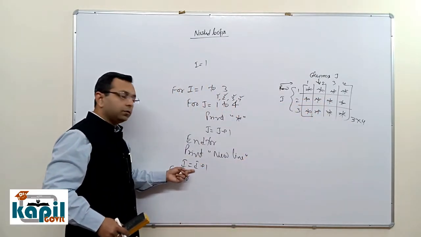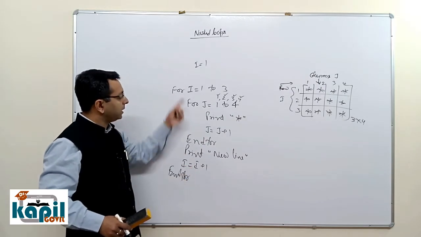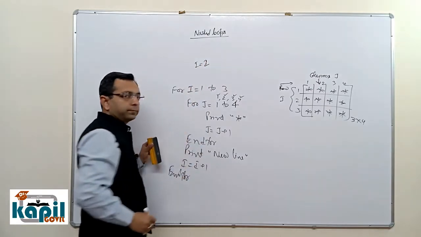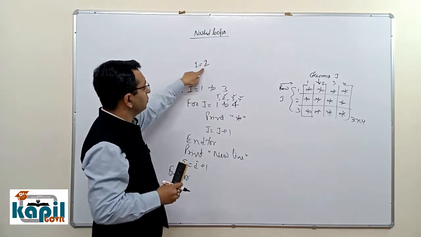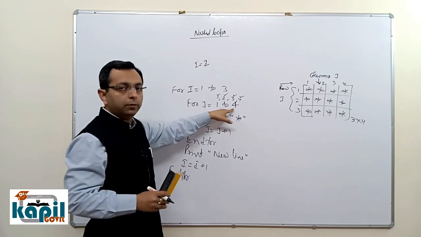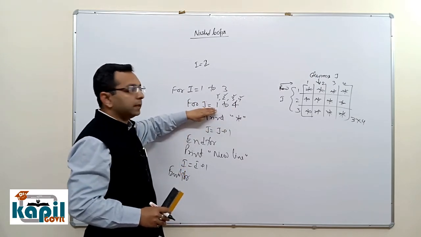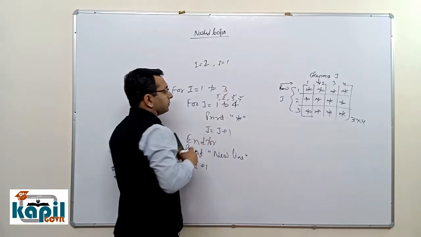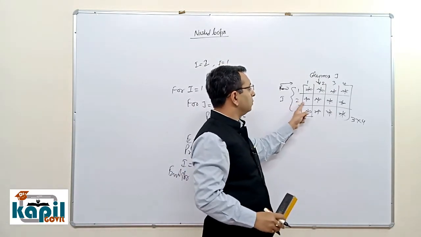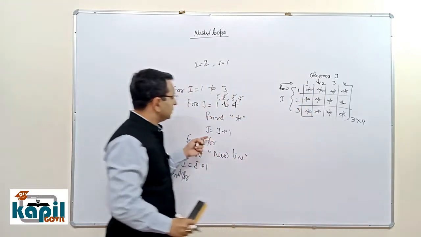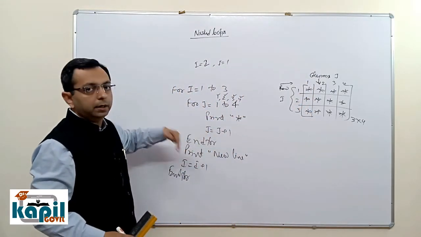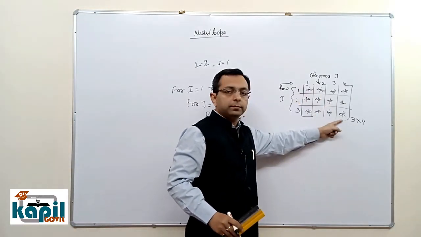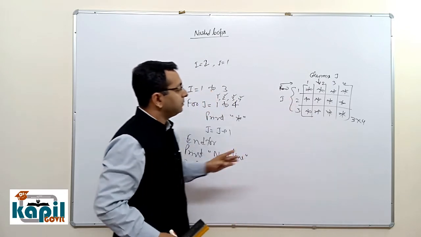Next, I equals I plus 1. What is the value of I? I is 1, and 1 plus 1 is 2. So now I is 2. When I is 2, J has to be 1 to 4. For the first instance, J is 1, so at the second row, J will be 1. The same procedure will be iterated till I is 3 and J is 4, and then all the stars will be printed.